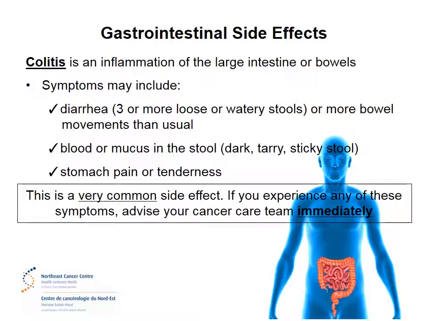One very common side effect of immunotherapy is colitis. Colitis is an inflammation of the large intestine or bowels. Symptoms of colitis may include diarrhea involving 3 or more loose or watery stools, or more bowel movements per day than usual. Other symptoms of colitis include blood or mucus in the stool, indicated by dark, tarry, or sticky stool, and stomach pain or tenderness. If you experience any of these symptoms, advise your cancer care team immediately.